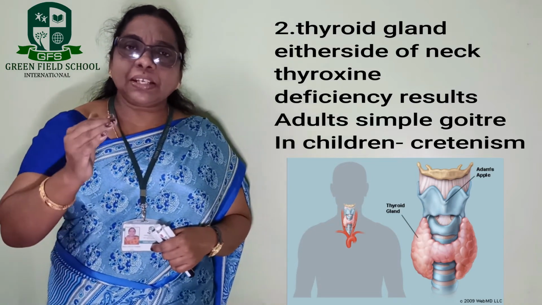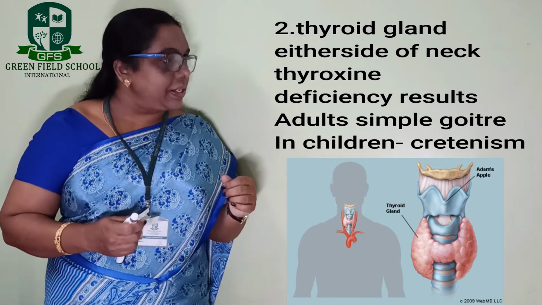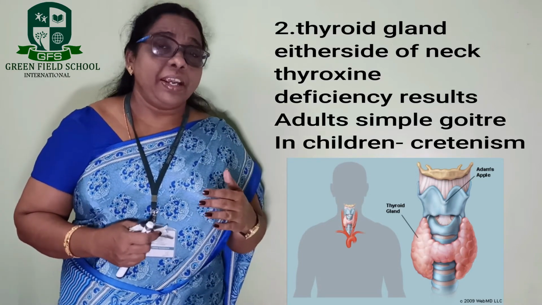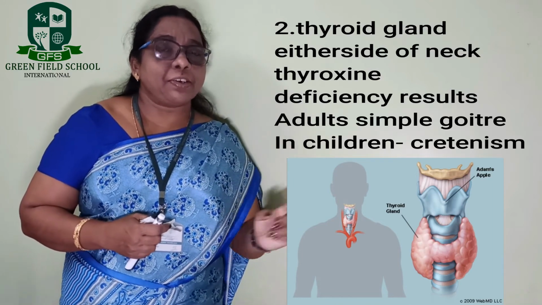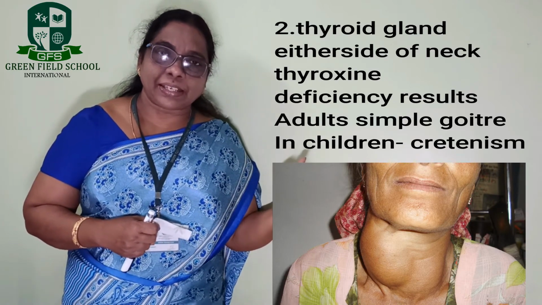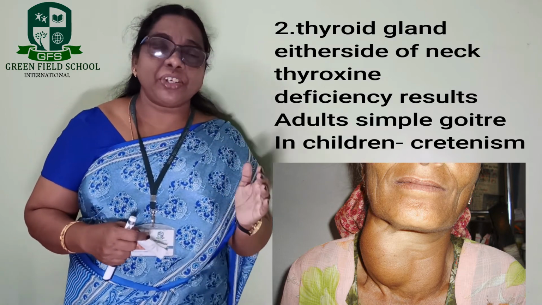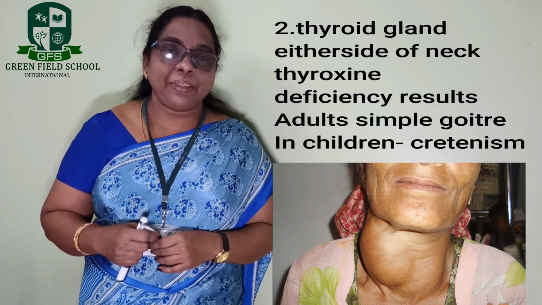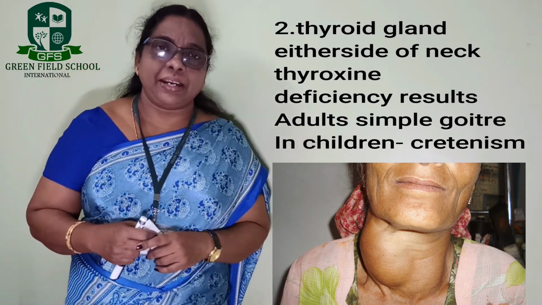If the thyroxine hormone is low in an adult, look at this picture, children. Mostly women suffer with this problem, which is called simple goiter. You can see in the picture how swelling occurs near the neck region. That is because of the deficiency of the thyroxine hormone produced by the thyroid gland. That deficiency results in the disease called simple goiter in adults.